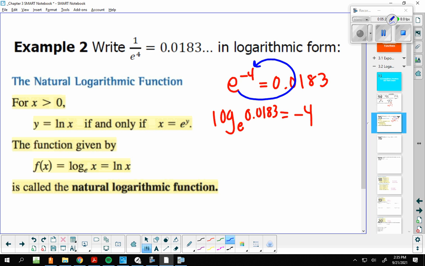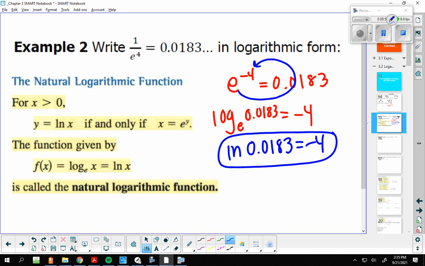So, like we just said on the last page, ln of x is called the natural logarithmic function. We can either say ln of x or the natural log of x. The natural log of x is equivalent to log base e. So what we're going to do here, log base e is really ln of x. So we're going to change that to ln of 0.0183 equals -4. So again, log base e is the natural log.